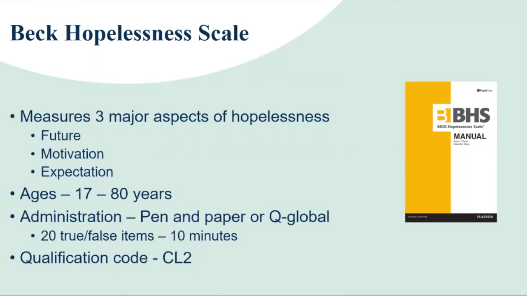It's for those aged 17 to 80 years old and consists of 20 true or false items. The statements describe the individual's attitude over the past week. For example, I will look forward to the future with hope and enthusiasm. Again, this can be administered via paper format or administered and scored on Q Global and takes around 10 minutes to complete. And again, it's a CL2 qualification code.